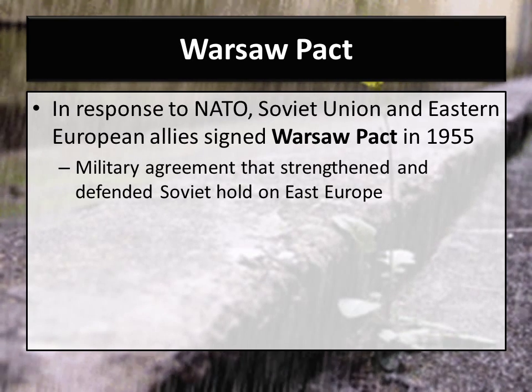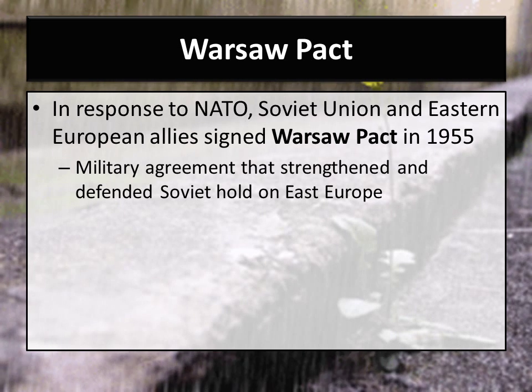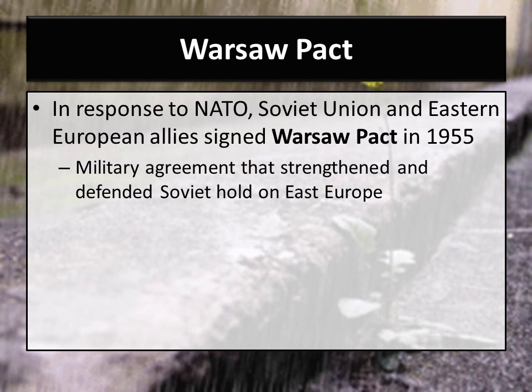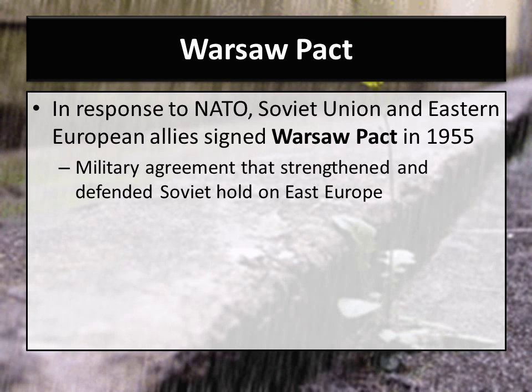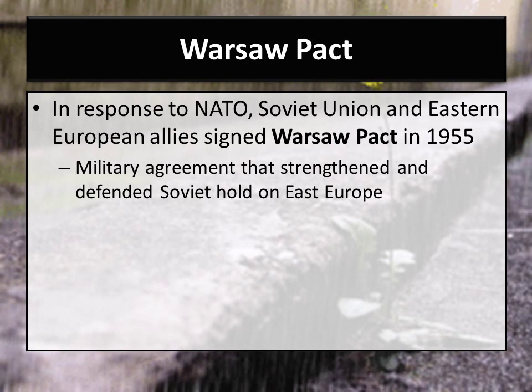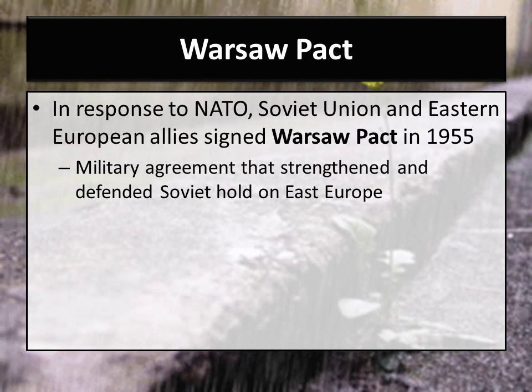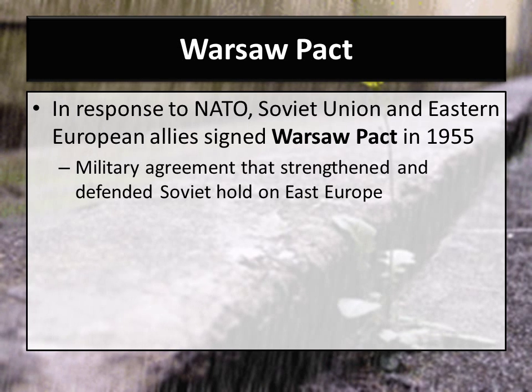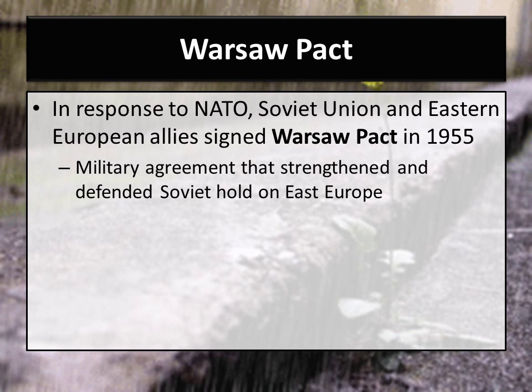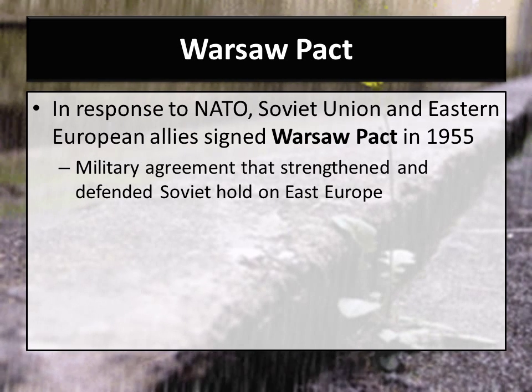Now, NATO was created in 1949. In 1955, the Soviet Union and the Eastern Communist world responded with the creation of the Warsaw Pact. And the Warsaw Pact, like NATO, was a military agreement, and what the Warsaw Pact did was it strengthened and defended the Soviet hold on Eastern Europe. And it was basically the Eastern equivalent of NATO.